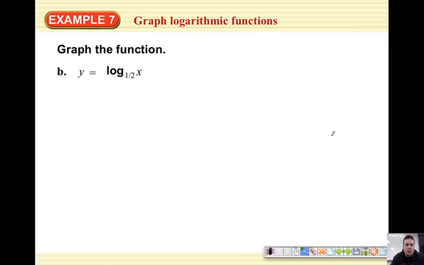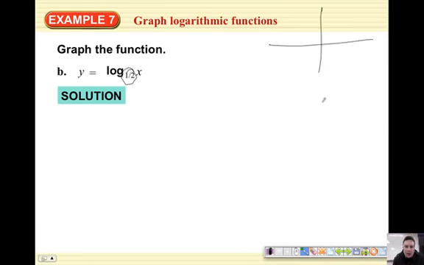Example 7b, notice the base right here. You should know what that looks like. So off to the side you can draw yourself a little graph. Say, okay, it should look like this. The other one should be this way, which means you flip that, which means it should look something like this.